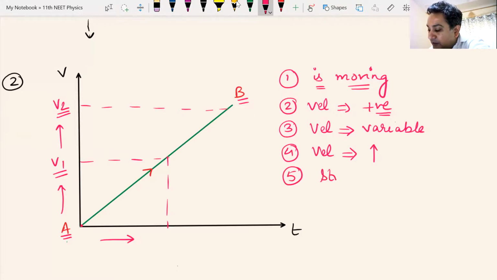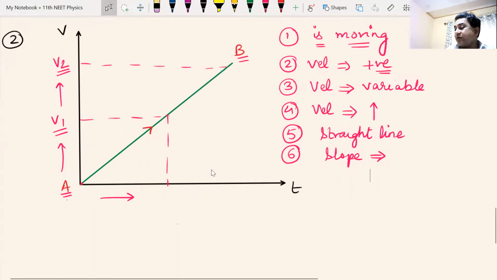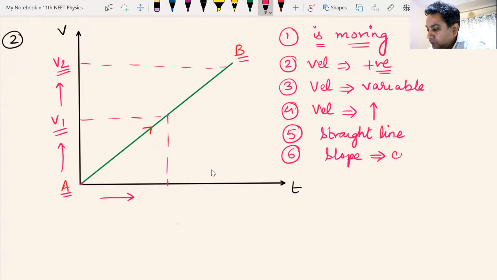This graph is definitely a straight line graph. Yes or no? What about the slope of this graph? Is it constant or is it variable? This is definitely a straight line graph. Constant or variable? Slope of this graph is definitely constant. Yes or no? Yes.